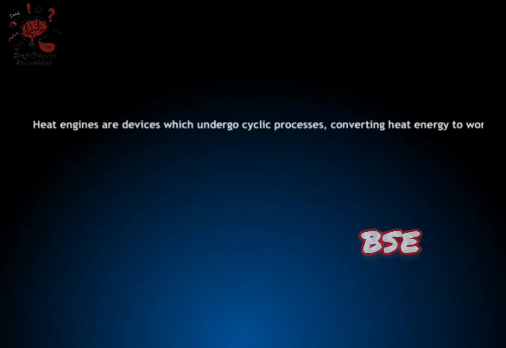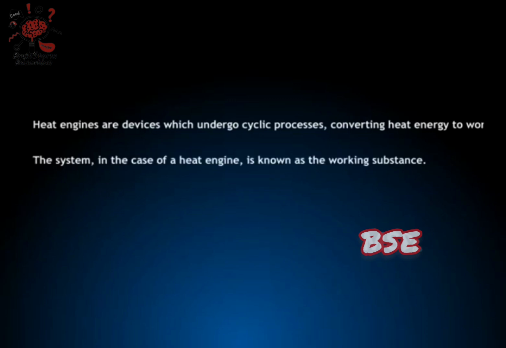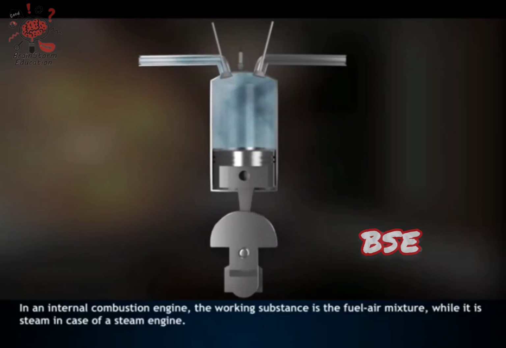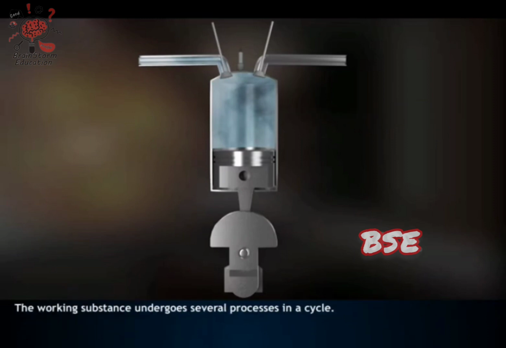Heat engines are devices which undergo cyclic processes, converting heat energy to work. The system, in the case of a heat engine, is known as the working substance. In an internal combustion engine, the working substance is the fuel-air mixture, while it is steam in case of a steam engine. The working substance undergoes several processes in a cycle.